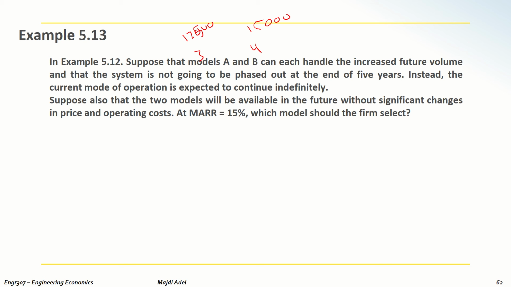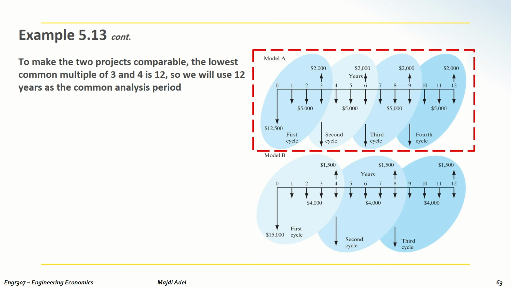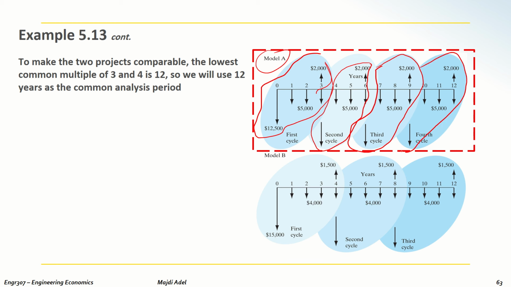The mailing company will need one of the equipments for a very, very long time, more than 5 years, and it will be repeated. So if they are going with model A, they will replace it with the same model. This is the first cycle for model A. Since they are going to keep going infinitely, they will buy a new equipment of model A, and keep repeating this infinitely.